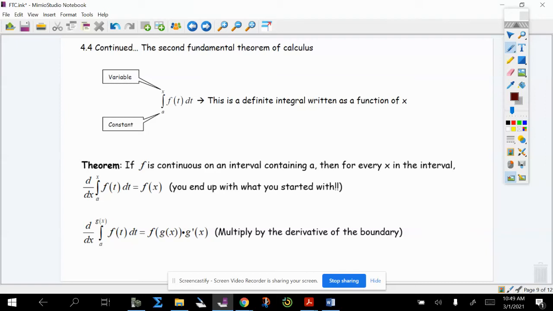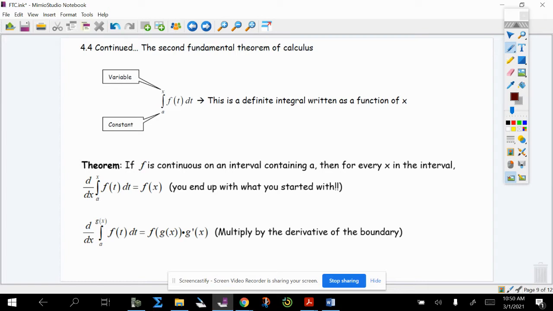The last part of 4.4 is working with something called the second fundamental theorem of calculus. Not nearly as heavily used as the first fundamental theorem, and actually it kind of incorporates some of it as well. So the second fundamental theorem of calculus is going to specifically work with a definite integral that has a variable boundary. Could be just one boundary, usually the top boundary is the most common, or both boundaries, often having the other boundary being a constant.